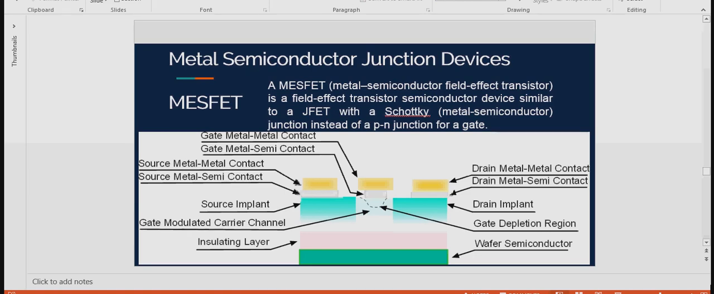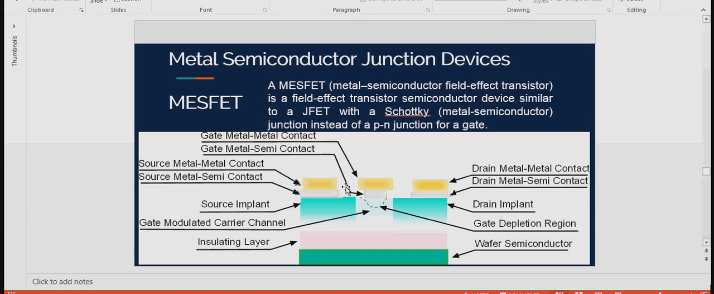First one is MESFET. A MESFET, metal semiconductor field effect transistor, is a field effect transistor semiconductor device similar to a JFET with a Schottky metal semiconductor junction instead of a PN junction for a gate. Here the figure shows a simplified structure of the MESFET, and from the figure it is clear what the structure of MESFET looks like.